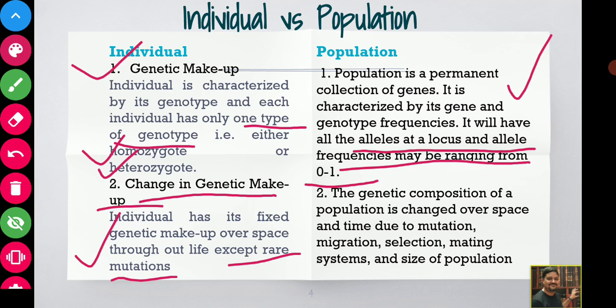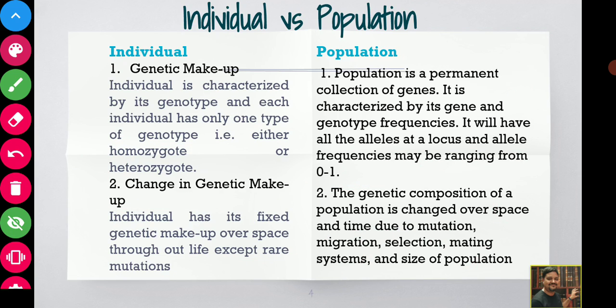Whereas if you see the population, the genetic composition of a population changes over space and time due to mutation, migration, selection, mating system, and size of population. So these are the factors that cause the change in genetic makeup of a population. It is a congregation of individuals, and this gene frequency and genotype frequency will be changing over space and time, and that is due to mutation, migration, selection, mating system, size of population, etc. So these are the two characteristics we have seen.